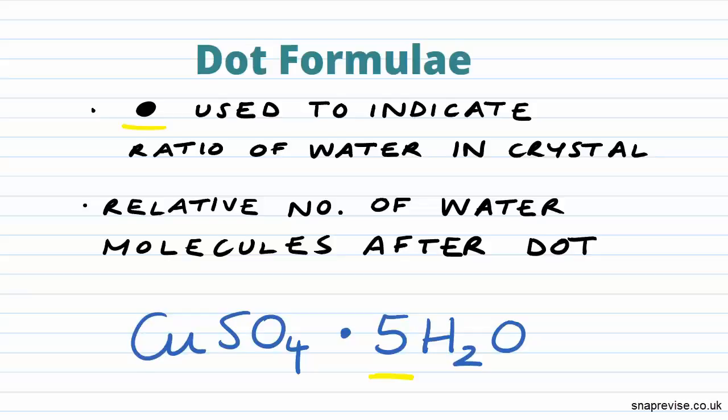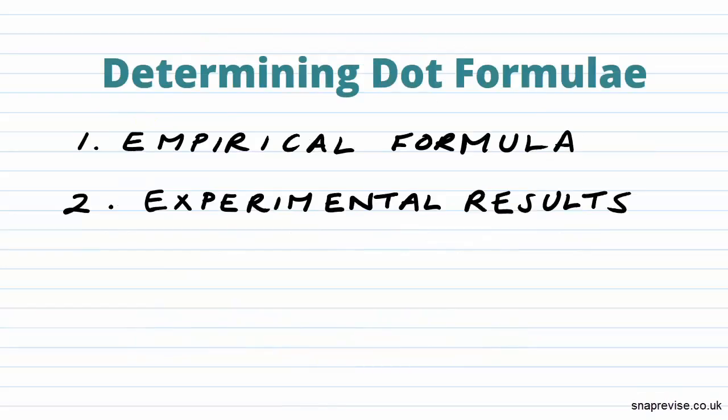So how to determine dot formulae? Well, there are 2 major ways in which we can do this. We can do this with our empirical formula, which is the simplest whole number ratio, or experimental results, so the results we receive after doing experiments. Let's have a look in a bit more detail.